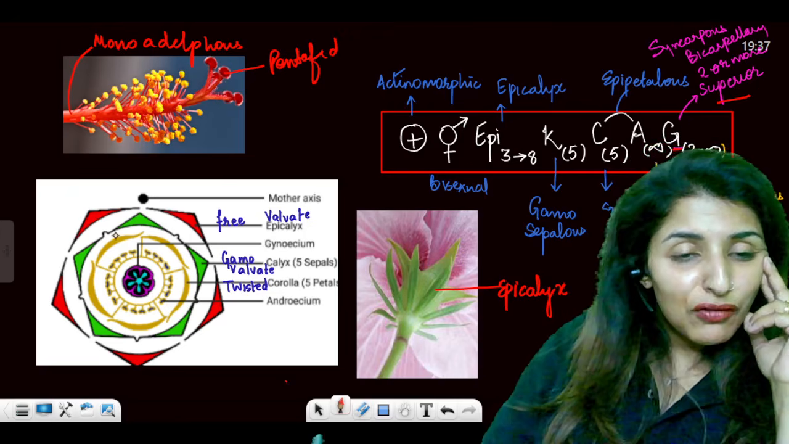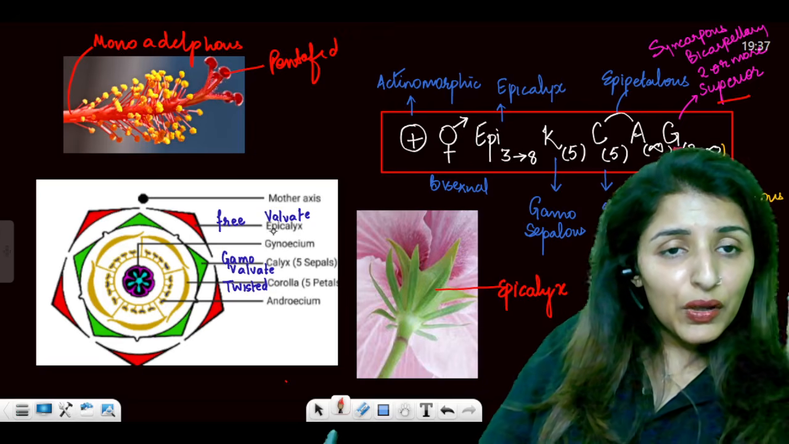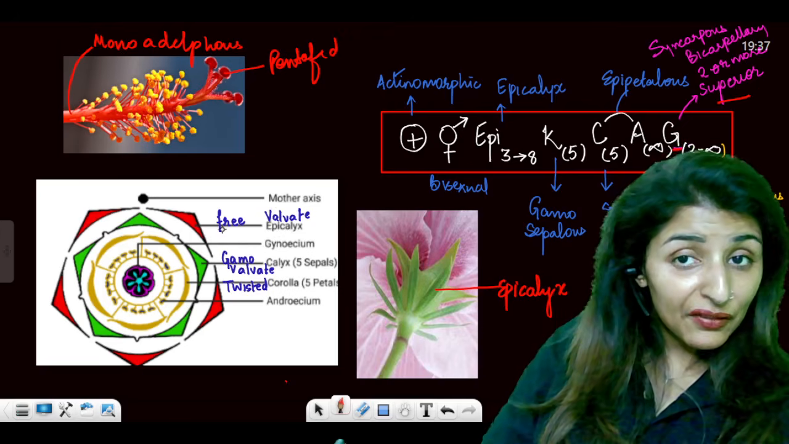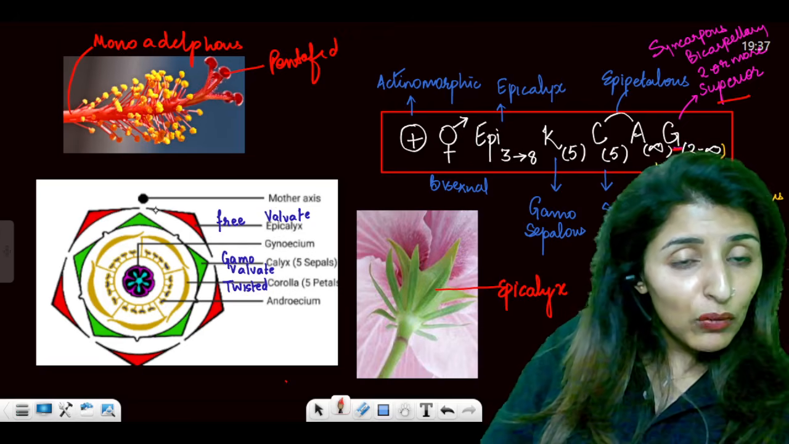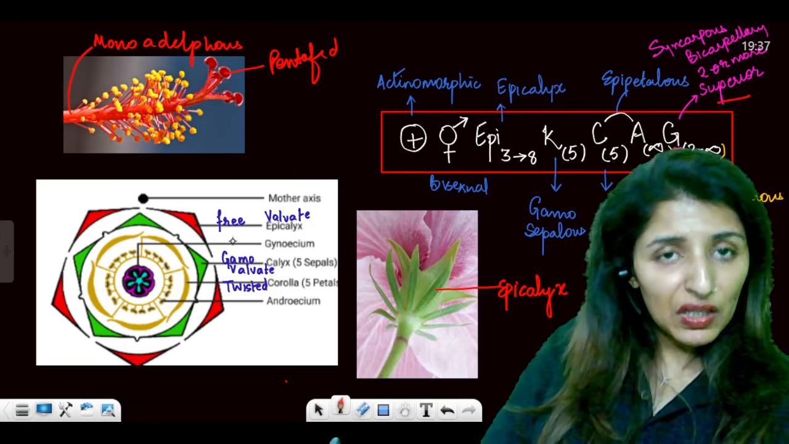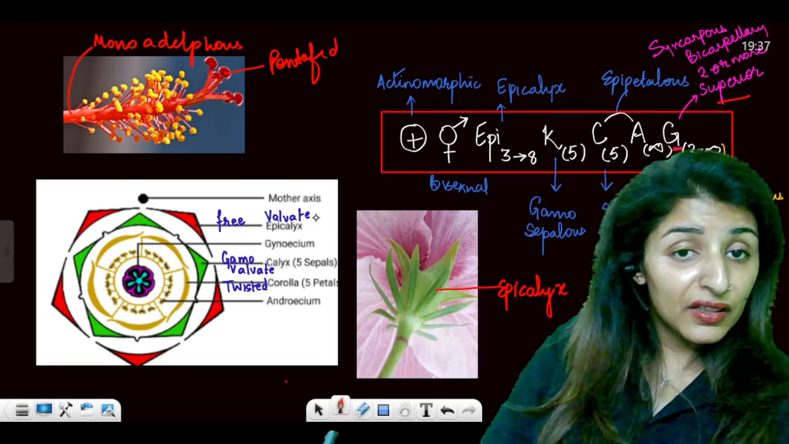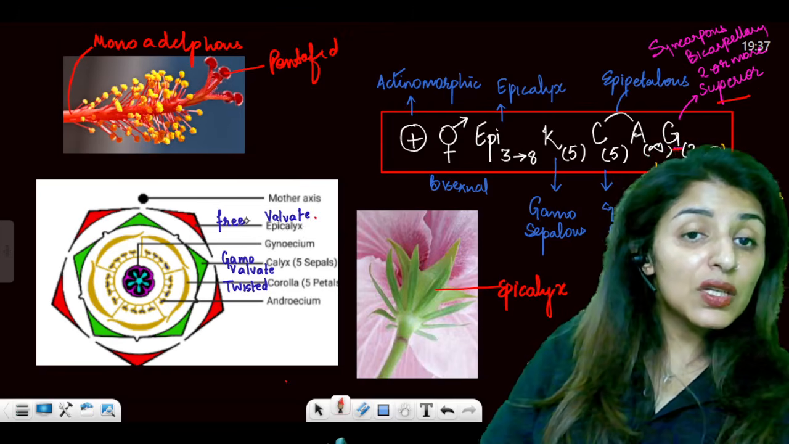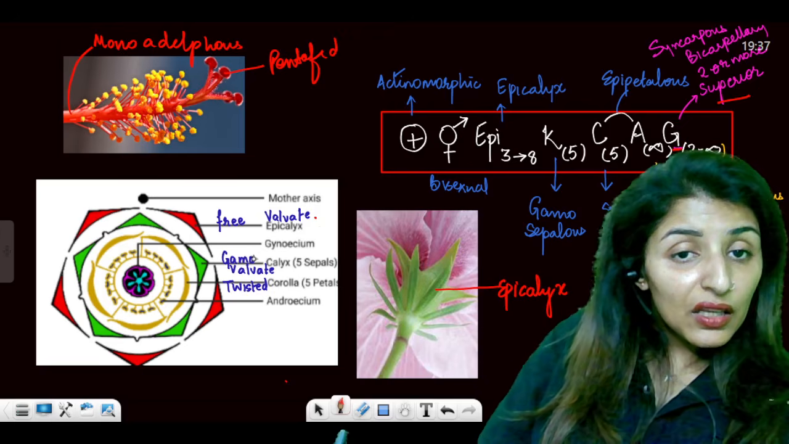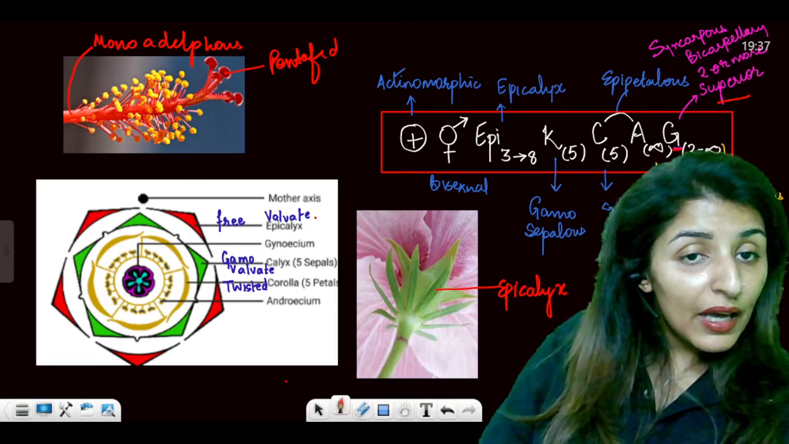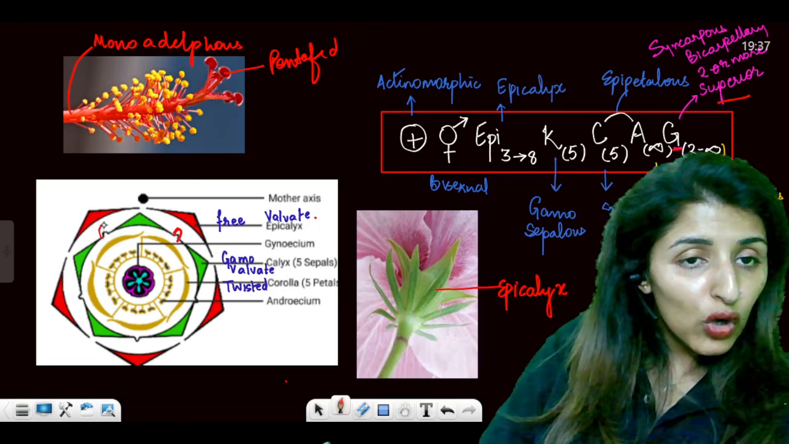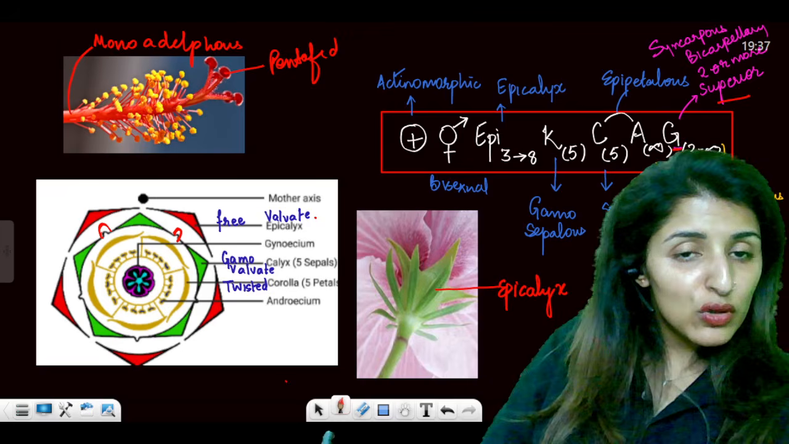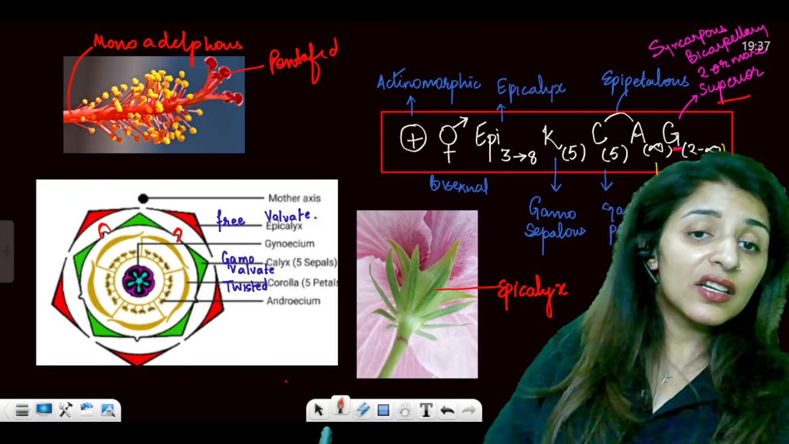Let's see the floral diagram also. Now we can easily see from this diagram that the epicalyx lobes are free, they are not fused with each other. So it shows valvate condition, margin to margin, not fused with each other. Then you also see the calyx, they're five in number, and this hook indicates the fusion. So gamosepalous, and again margin to margin, it is valvate.